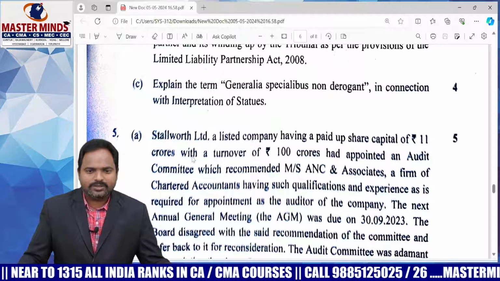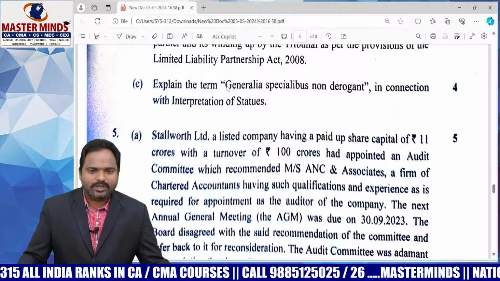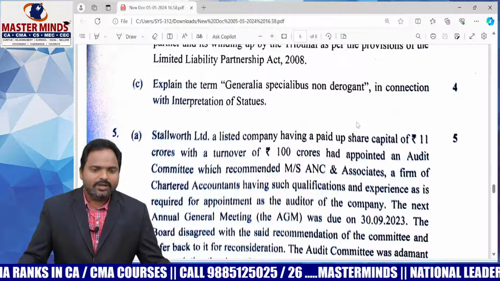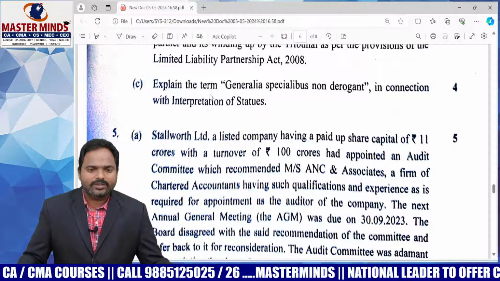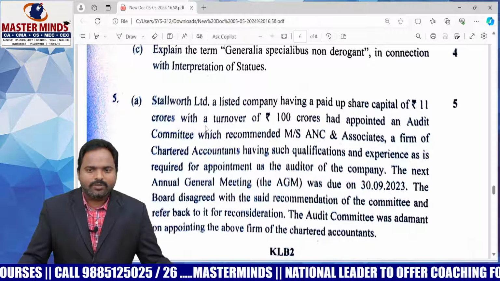And explain the term generalia specialibus non derogant. This is from interpretation of statutes, but here the difficulty is that students cannot remember this quote, which is in Latin. They know the content, but they don't know which question it is related to. That's why it is difficult. This question is difficult, so normally they cannot answer.